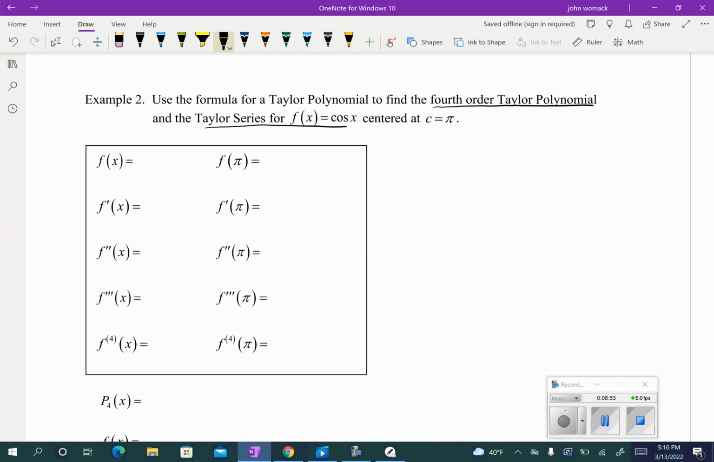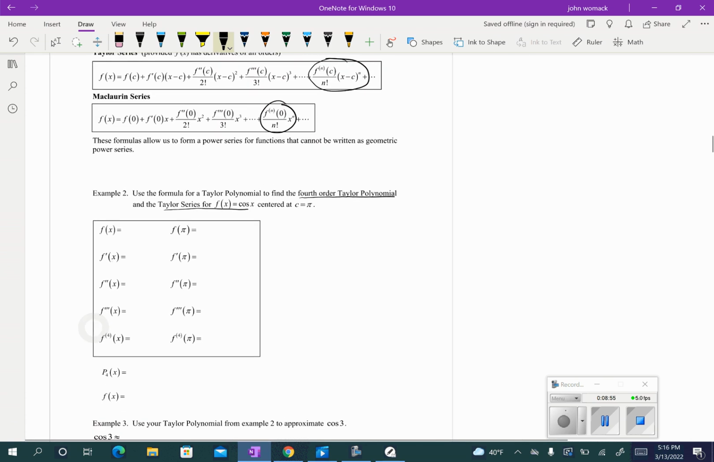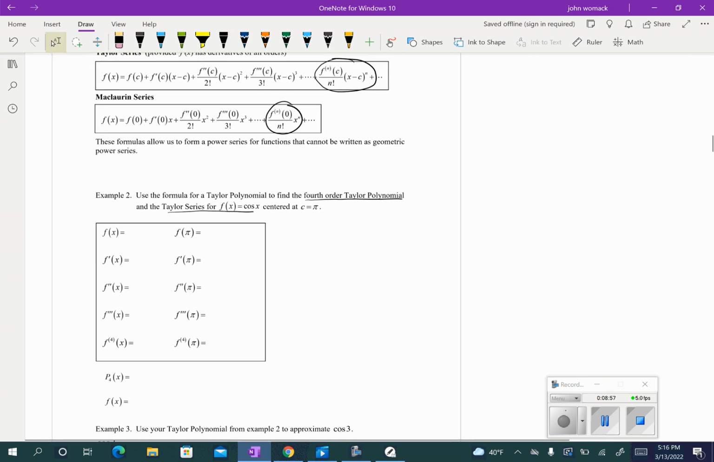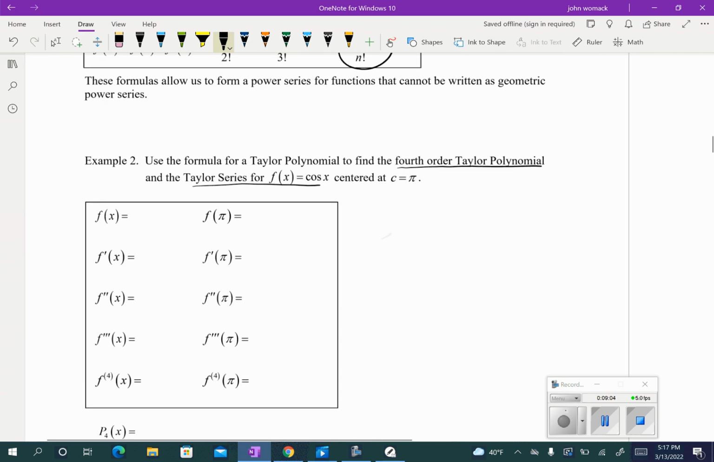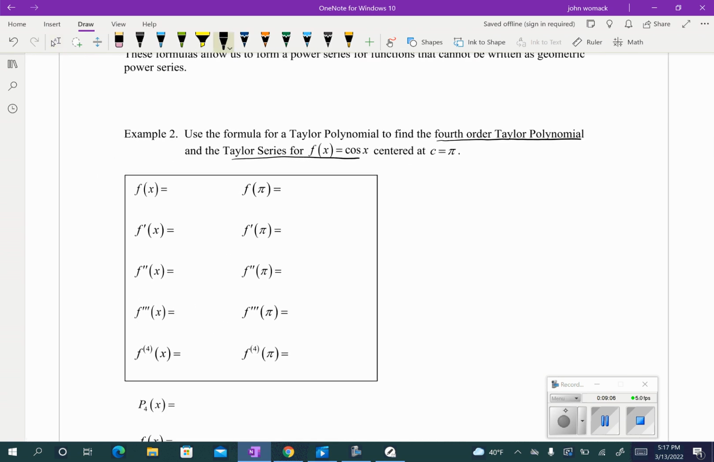Instead of doing it down below, I'm going to draw off the side, and maybe we can shrink this down a bit and see what's happening up there. So first, let's fill this out. If f of x equals cosine of x, the cosine of pi is equal to -1.